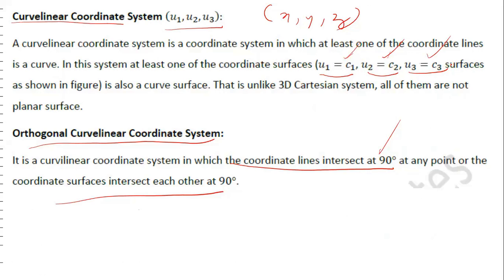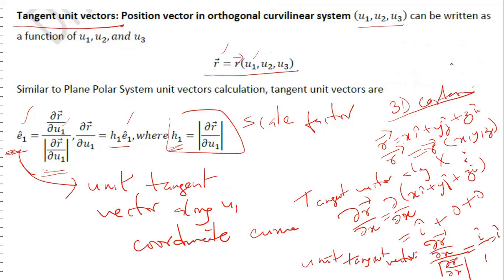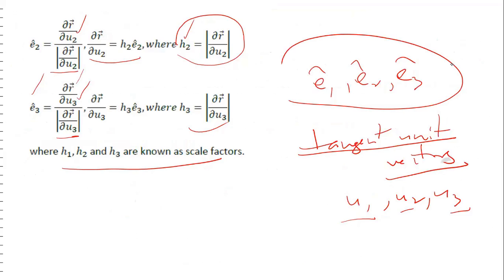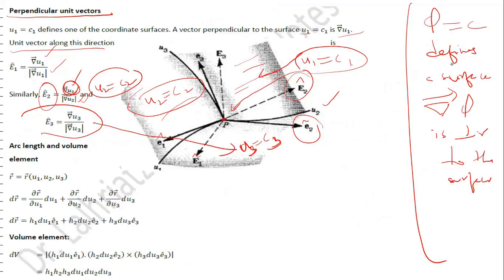If at least one of these coordinate surfaces is a curved surface, then the coordinate system is called a curvilinear coordinate system. And if the coordinate surfaces intersect at 90 degrees, then it's the orthogonal curvilinear coordinate system. That's what we discussed, right? And we have discussed these tangential unit vectors and these perpendicular unit vectors.